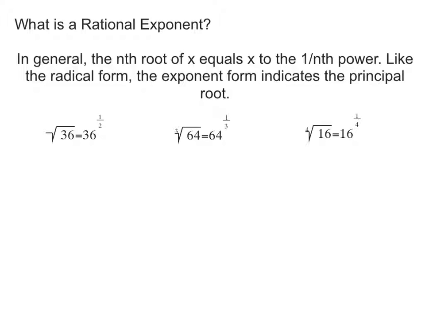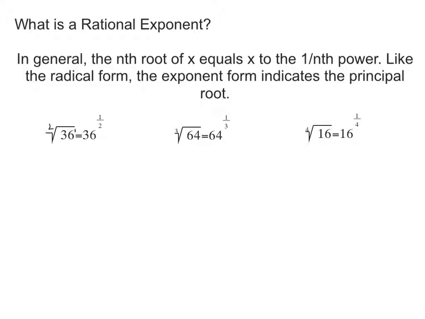So in general, the nth root of x equals x to the 1 over nth power. Like the radical form, the exponent form indicates the principal root. For example, the square root of 36 is 36 to the 1/2 because within the radical, it's really to the first power, and that's square root. So it's whatever the number is on the inside, the radicand, as the power over whatever the root is.